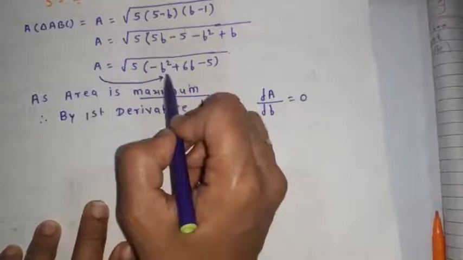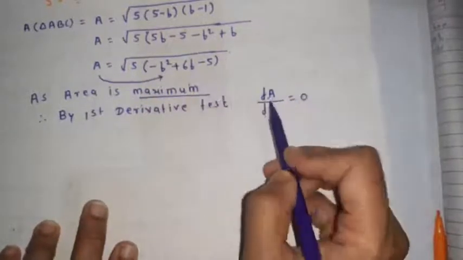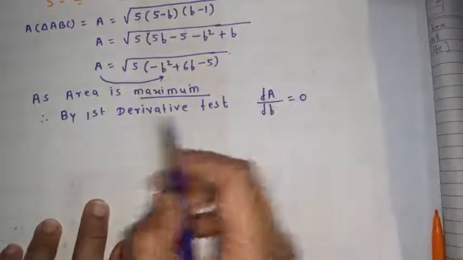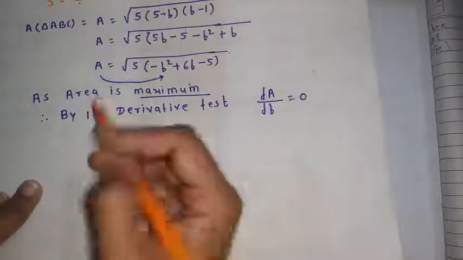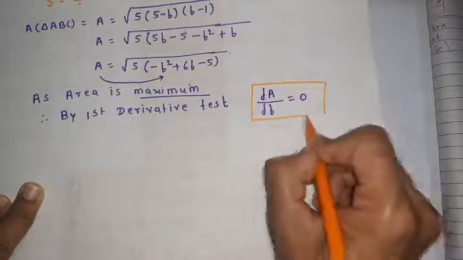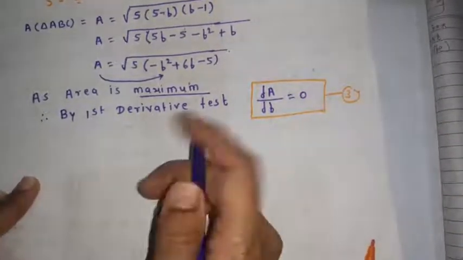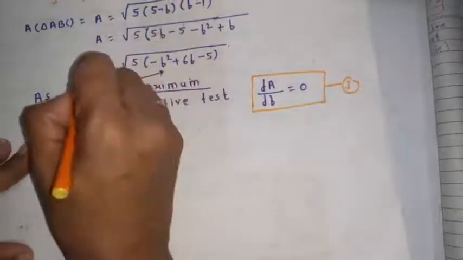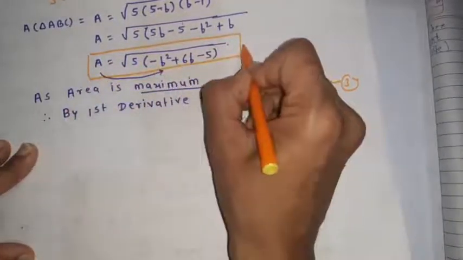And as area depends upon B, area is a function of B, and that's why we have to differentiate with respect to B here. Therefore, by the first derivative test, dA by dB equal to 0. Suppose this is equal to 3. Now differentiate the area. Suppose the area is our star equation.